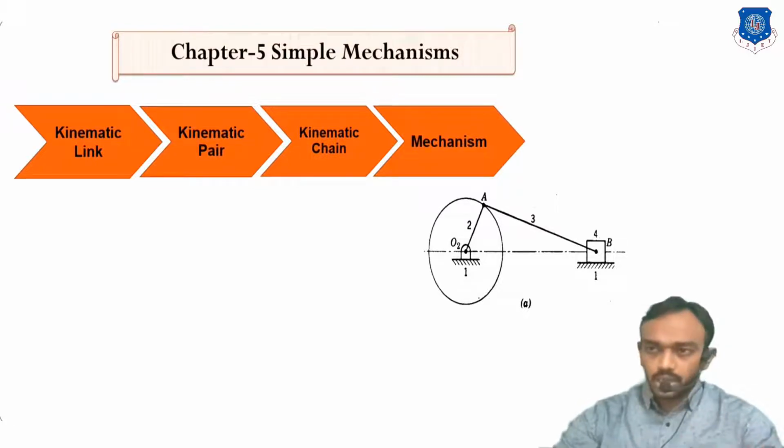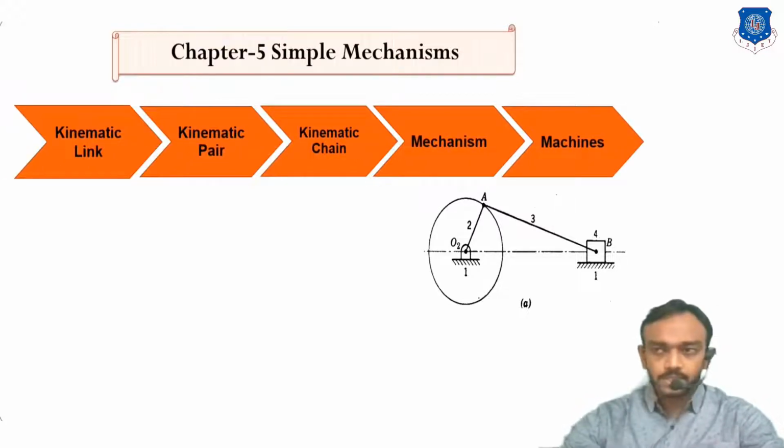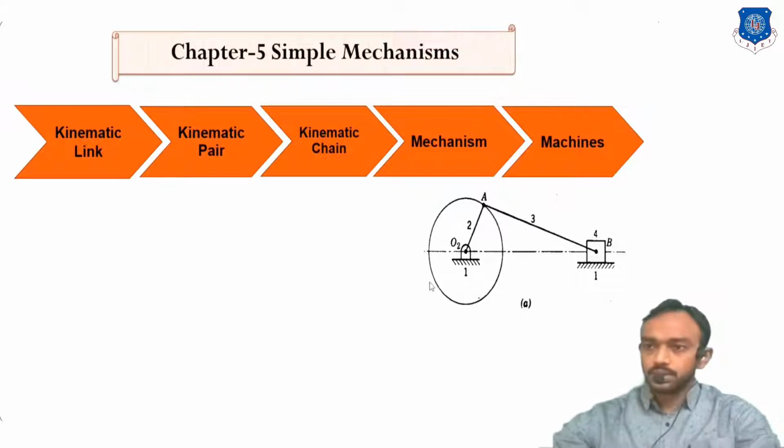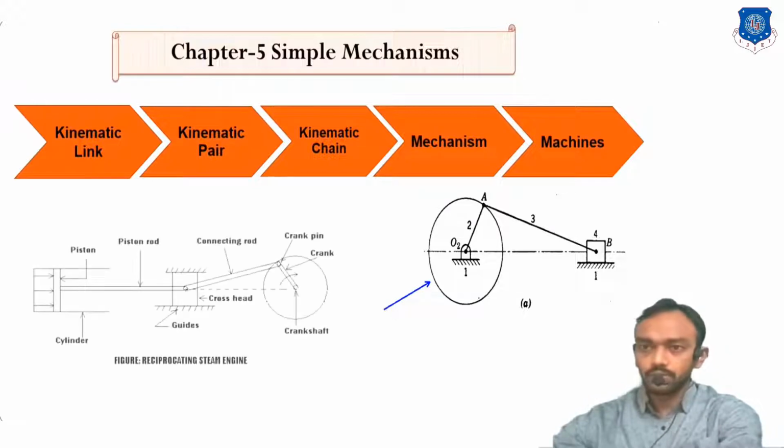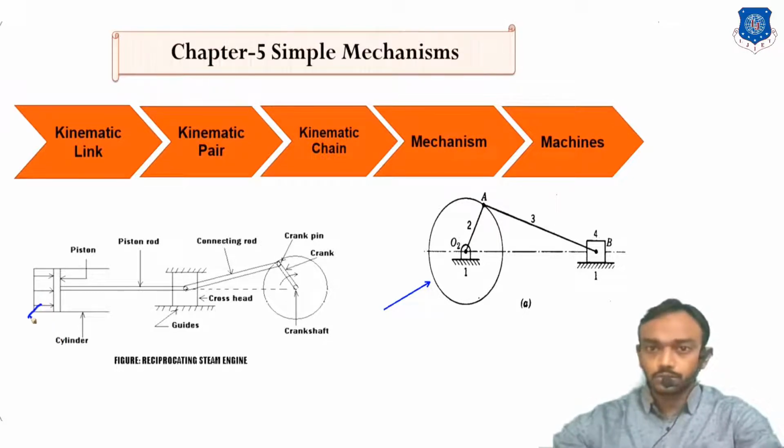A mechanism, or a number of mechanisms, assembled in such a way that the combination gives us some useful work, is called a machine. This is the single slider mechanism, but using that mechanism, what machine will we make? This is a reciprocating steam engine. In that particular machine, we have used this single slider mechanism. There are also other mechanisms used in that machine, like valves and the control system.